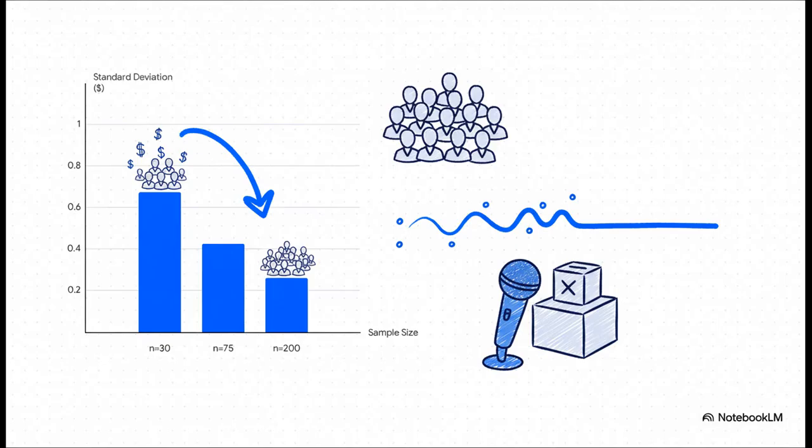Let's put some numbers on that. Imagine we're polling employee wages. With a small sample, say 30 people, our wiggle room, our standard deviation, is about 68 cents. Okay. But watch what happens as we ask more people. At 75 people, that error shrinks to 43 cents. At 200 people, it's all the way down to just 26 cents. You see the pattern? This is exactly why pollsters don't just ask 30 people, they ask 1,000 or more. They want to make that bell curve as skinny as possible to get a result that's incredibly precise.